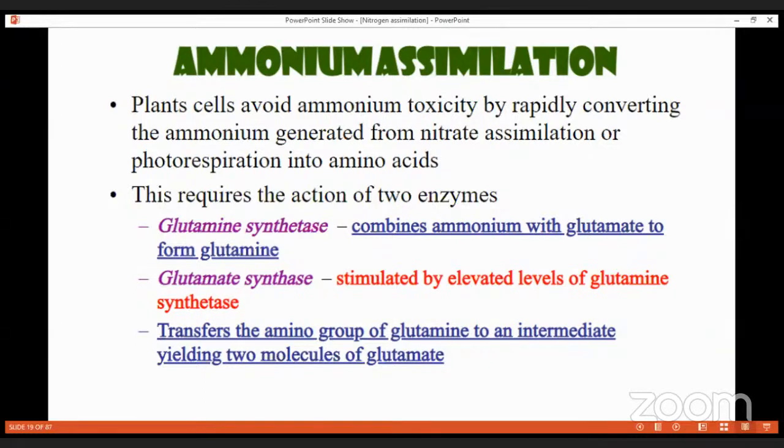The enzymes are called glutamine synthetase and glutamate synthase. So what does glutamine synthetase do? It combines ammonia with glutamate to form glutamine, whereas glutamate synthase is stimulated by elevated levels of glutamine and it utilizes the glutamate. So the transfer of the amino group of glutamine goes through an intermediate compound, and it yields two glutamate molecules. So what you have to remember in ammonium assimilation is that two enzymes are required. Okay, ammonium is toxic, that we have already discussed, and glutamine synthetase itself regulates the glutamate synthase. Okay, so these are the basic processes up to this level.